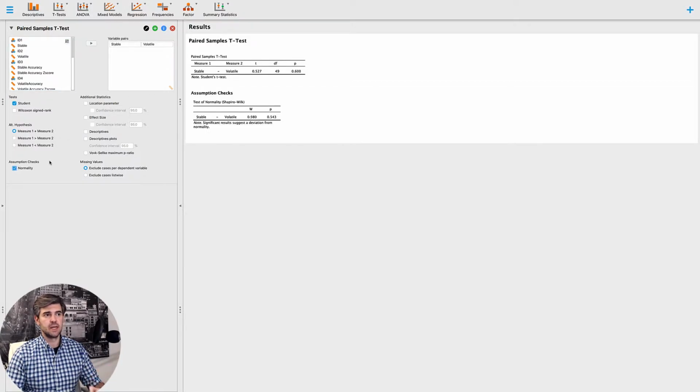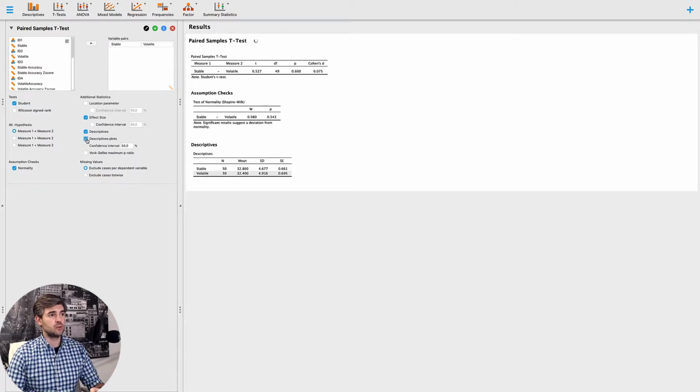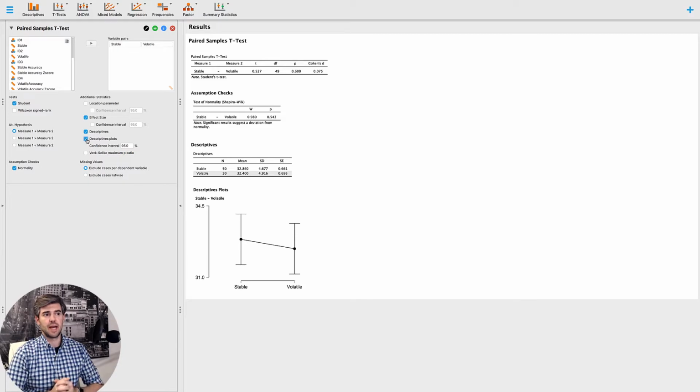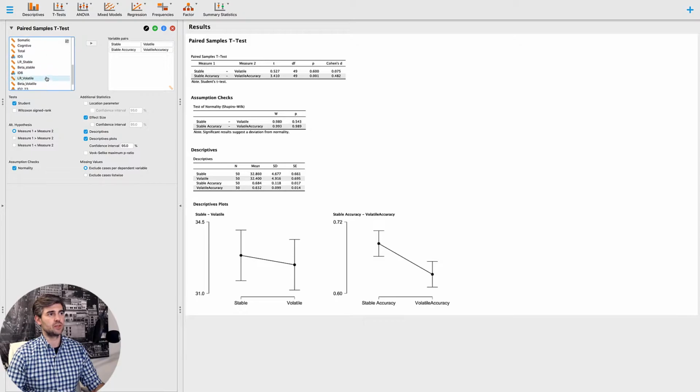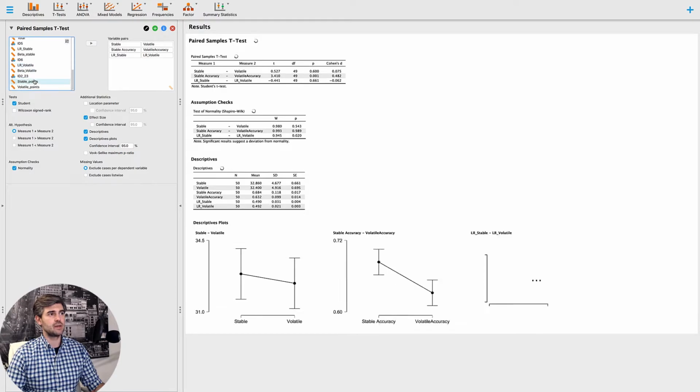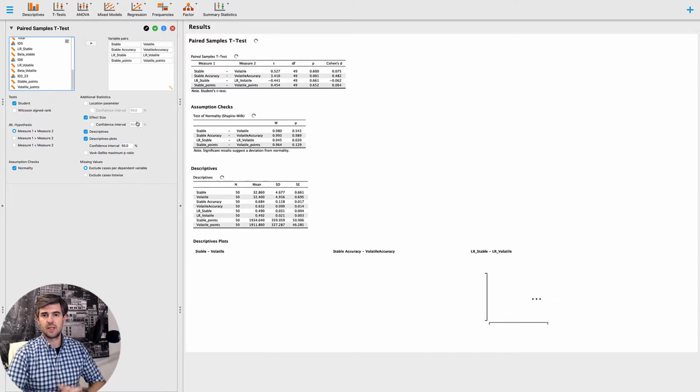We can add in our normality checks, see whether we should be using Student's test or whether we should be using the non-parametric Wilcoxon test. And we can also add in the descriptives and plots and effect sizes. So all that information is there. Now that all that information is there, we could start moving more things across. For example, we can compare accuracy, we can compare learning rate, we could even compare points in each of these trials.